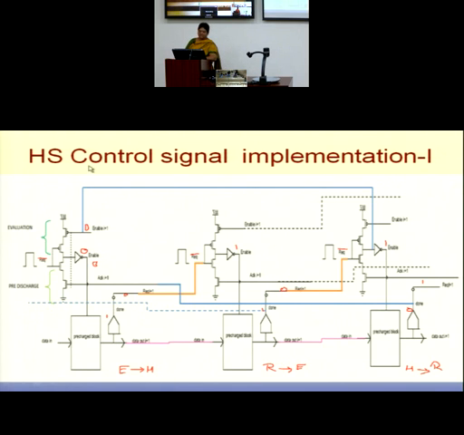Understand how? This is my Muller-C element. These are all my Muller-C elements. Polarity does not matter. Don't go by bubble or no bubble. I just aim to explain the operation to you. Rest, how to reverse the polarity or not, you can design accordingly. Blocks can be designed accordingly.